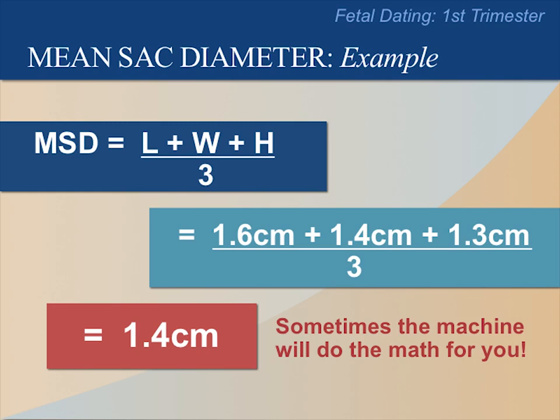On some machines, the length, width, and height measurements will be called D1, D2, and D3, referring to 3 different diameters. Please pause the video now to use your gestational sac measurement chart to estimate the gestational age that corresponds with this mean sac diameter. The answer is 5.6 weeks.